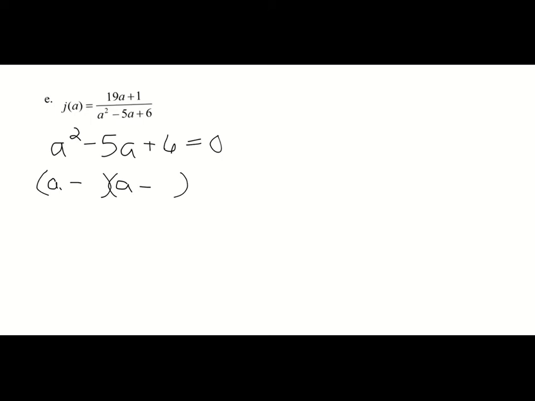To get 6, I can do 1 and 6, or 2 and 3. But I need a -5, and my signs are going to be the same. So I'm going to use -2 and -3 equals 0. Then I'll set each expression to 0.